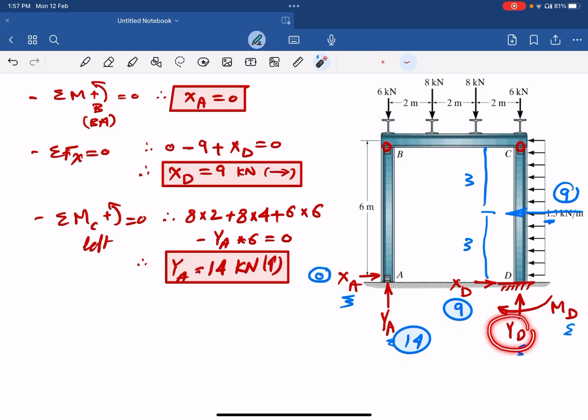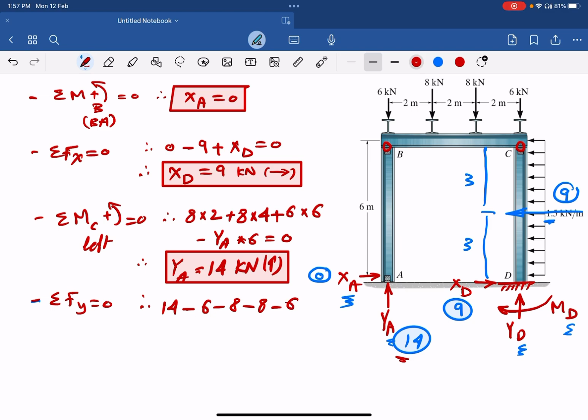We need now to find the Yd, and it is easy now. We can get summation of force in y direction. Let's do that. So sigma Fy equals to 0. Therefore, Ya, which is 14 going up, minus all of these forces, 6, 8, 8, and 6. So minus 6, minus 8, minus 8, minus 6, plus Yd, all equals to 0.